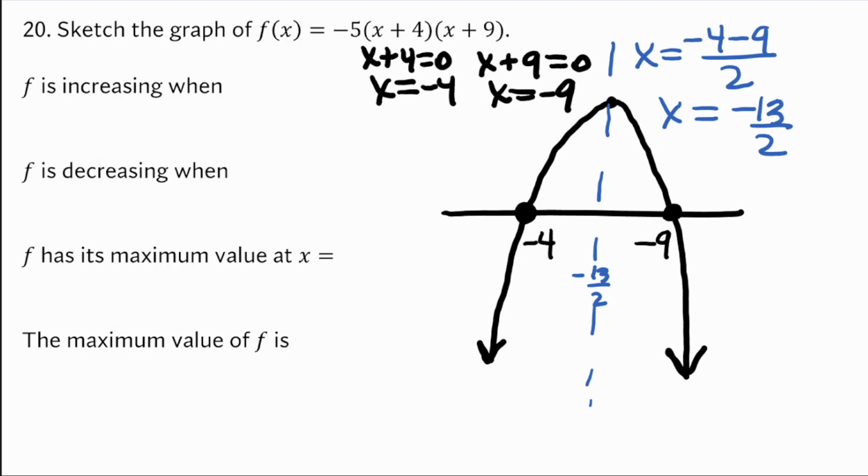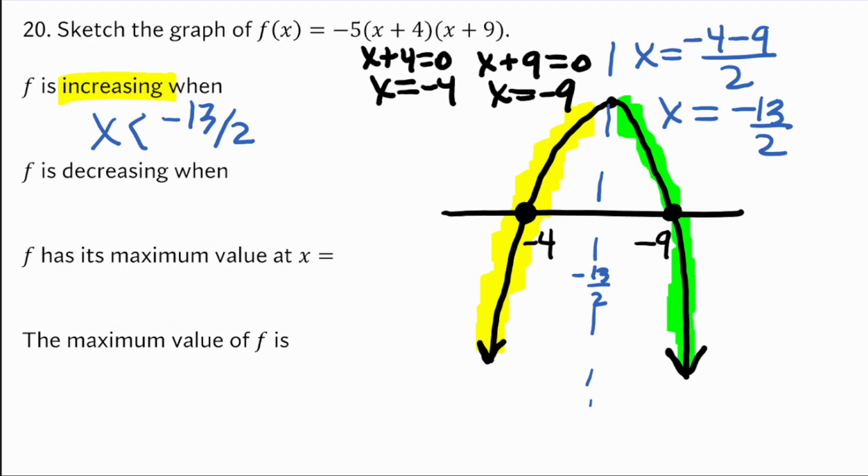Okay, f is increasing when it's got a positive slope, or as I move left to right, the graph is going up. Okay, so that's when x is less than -13/2. F is decreasing where its graph has a negative slope, or where as I move left to right, the graph is going down. So that would be when x is bigger than -13/2. Okay, f has its maximum value at x equals -13/2.